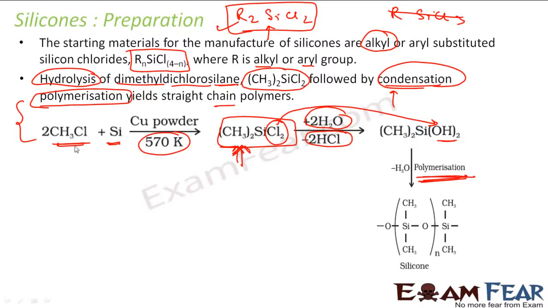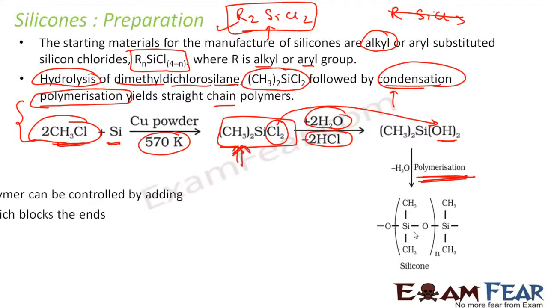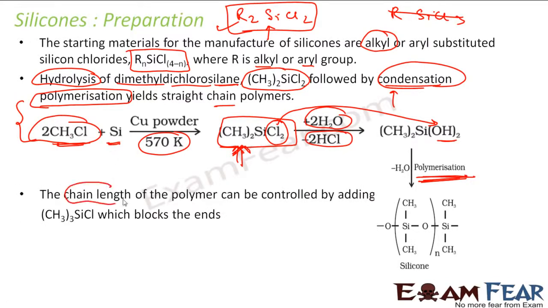Just to get that, first I am getting CH3Cl, right? This is methyl chloride. I am adding it with silicon at 570 Kelvin. I am getting this aryl chloride. This is dimethyl dichlorosilane, right? And once I have this, I am doing a hydrolysis of this, removing the chlorine with OH groups, and then I am doing a condensation polymerization. Correct? And the chain length of this can be controlled by adding CH3SiCl blocks at the end.